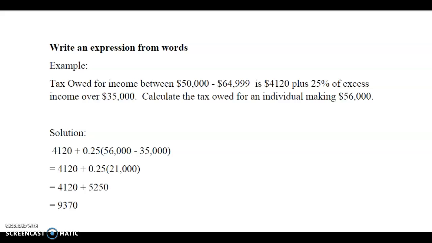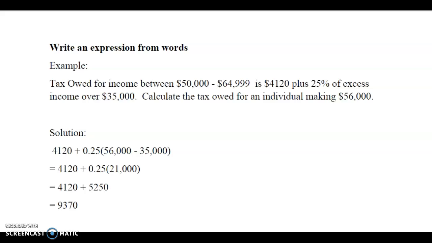So now I'm showing you the steps in terms of the order of operations. If we were to do this step by step, the first thing that would be done is the subtraction. Then you would multiply that $21,000 by 0.25 to get the 25%. That gives you $5,250, and then you would add that to the $4,120 to get $9,370.